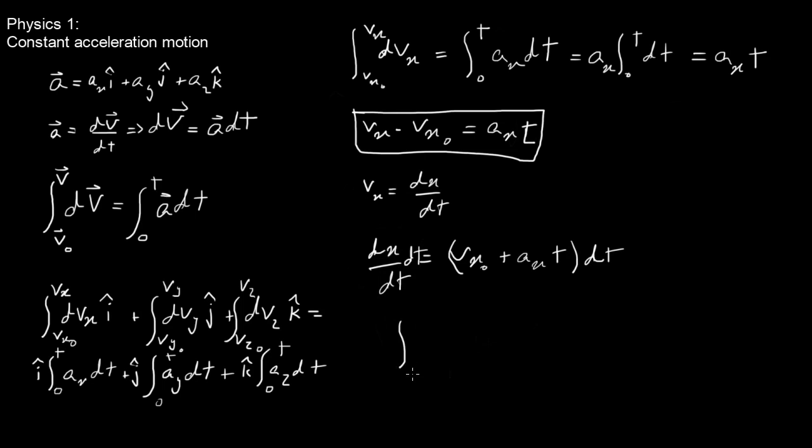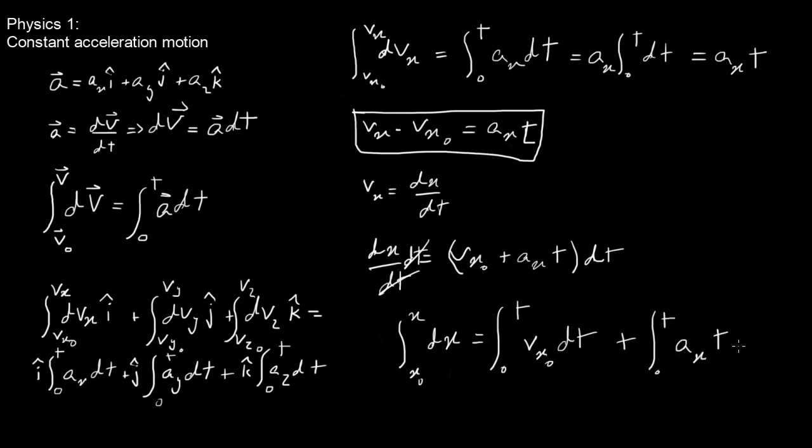I then can integrate. So from x naught to x of dx equals from 0 to t. So here basically means at time 0 I have x naught. The object, particle or person is at x naught, and at time t it is at x. Vx naught dt plus the integral from 0 to t of ax t dt.